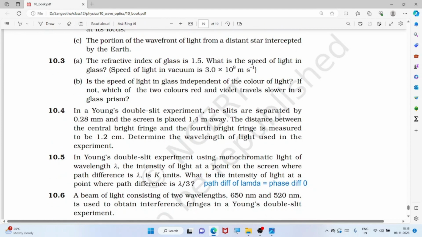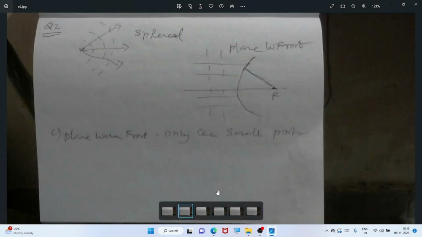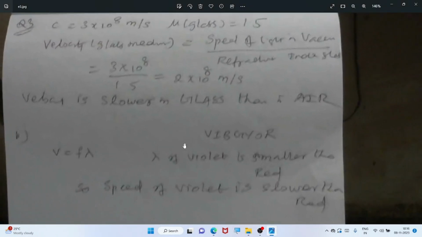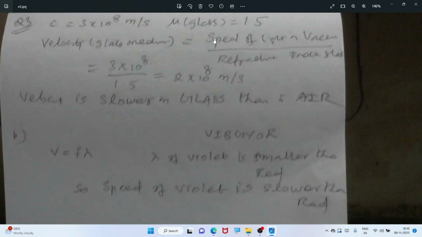The refractive index of the glass is given. What is the speed of light in the glass? Okay, speed of light in the vacuum divided by the refractive index will give the speed of light in the medium. Velocity in the glass is equal to the speed of light in the vacuum, which they have given, divided by the refractive index. That will give the speed of light in the glass. Okay, velocity is slower in the glass because it is a denser medium.